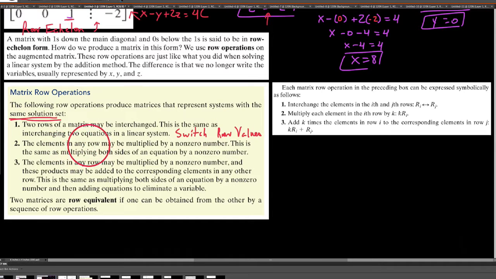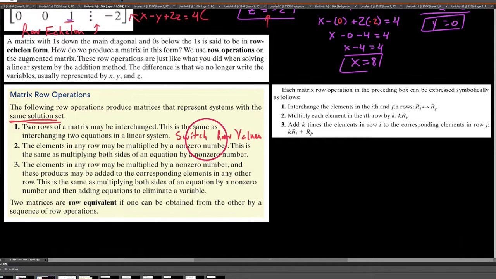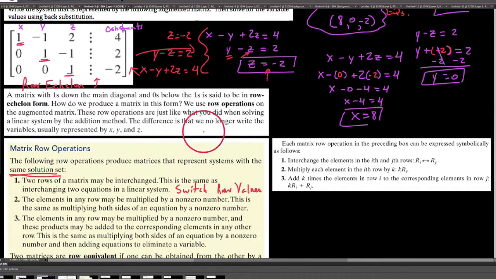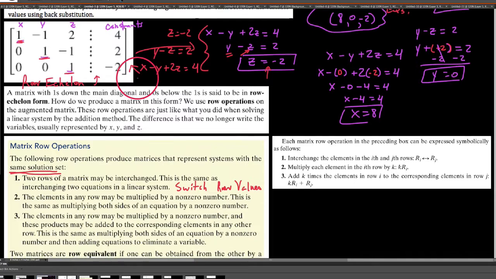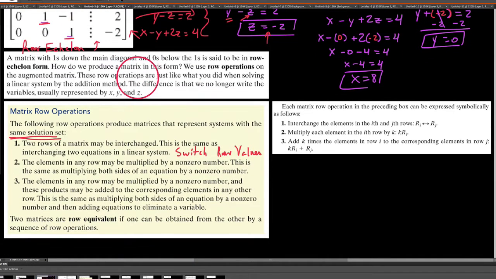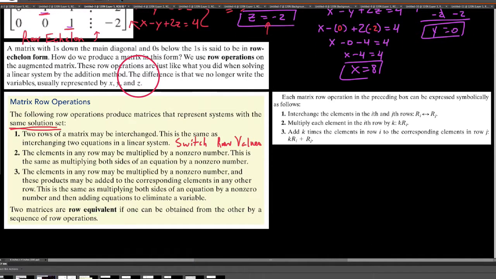The elements in any row may be multiplied by a non-zero number. This is the same as multiplying both sides of an equation by a non-zero number. So in cases where you may have solved systems before, you can just take a whole equation times a number, and that would still represent the same set of solutions there. So we can scale an equation, and that's what I want to write right next to 2. We can scale an equation by a multiplier.